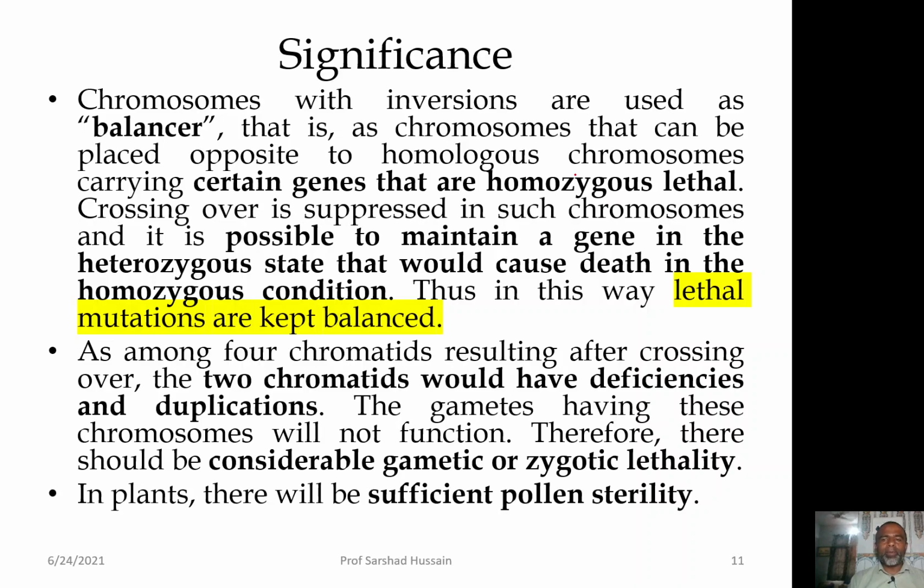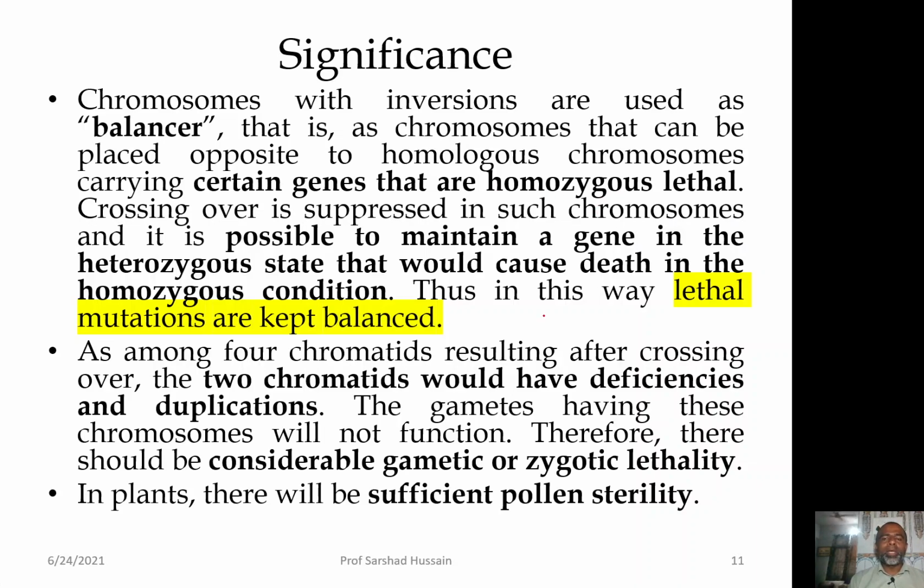Now, in that case normally what happens is that if you place the inverted chromosome opposite to one normal chromosome which is having the lethal gene, then whenever there will be crossing over, the gamete will not survive. So, it means the gamete will survive only when there will be no crossing over. So, it means a lethal gene having the inverted chromosome as its counterpart will lead to normal gamete formation once the crossing over does not take place.